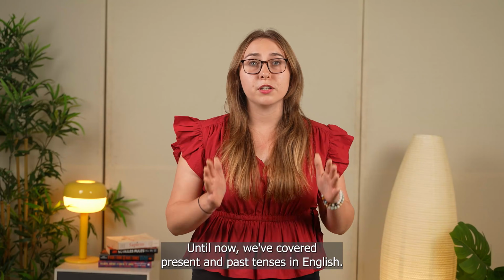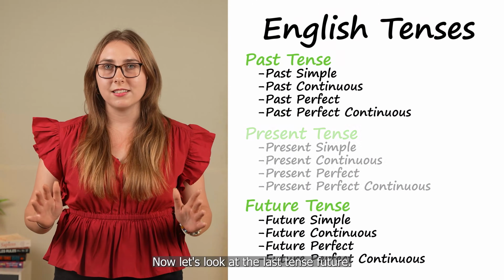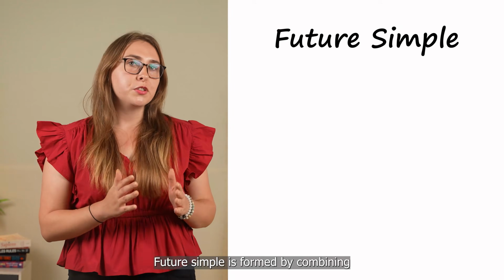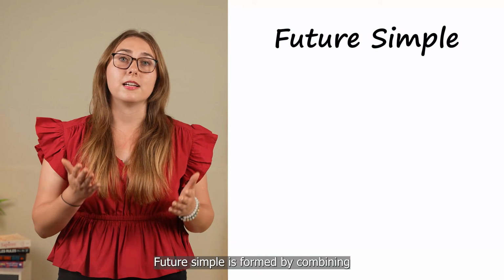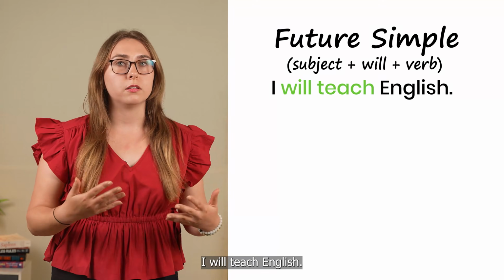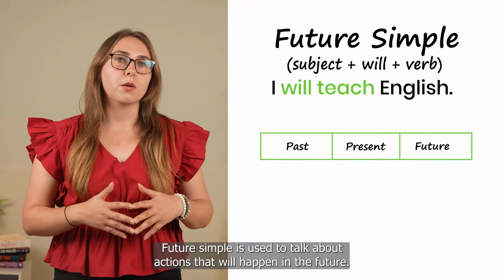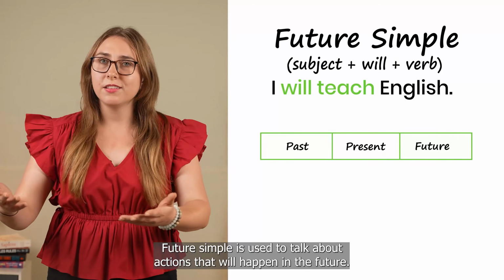Until now, we've covered present and past tenses in English. Now let's look at the last tense, future. Future simple is formed by combining a subject plus will plus a base verb. I will teach English. Future simple is used to talk about actions that will happen in the future.